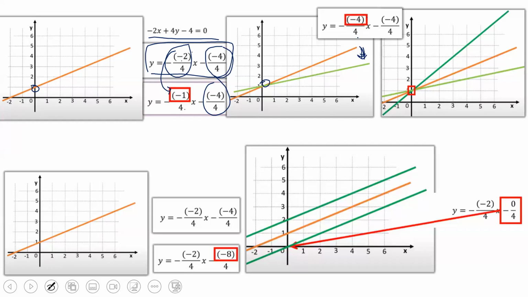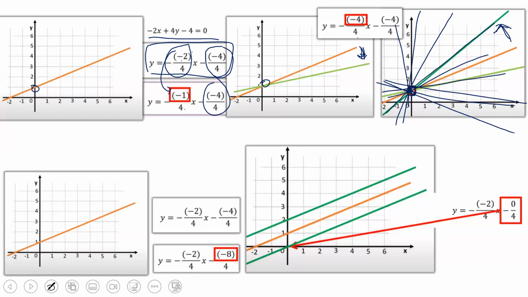Okay, and if we change this from -2 to -4, the slope became 1, right? 4 by 4 became 1, and the line has moved towards this part. But if you look at this, all the lines are rotating around the intercept. Every line is joining at the intercept, right? So if the slope is increasing, the line moves this way. If the slope is decreasing, the line is moving in this direction.